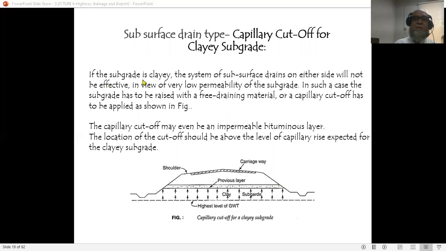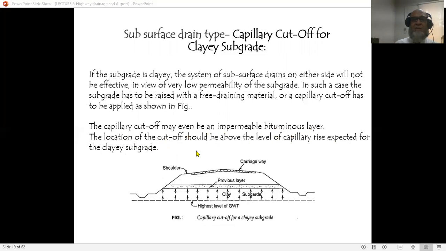Now, if your subgrade is clay, the system on either side will not be effective. In case of very low permeability of the subgrade, the subgrade has to be raised with a free draining material or capillary cutoff as shown. This is a capillary cutoff. It may even be of bituminous layers, and the location should be above the level of capillary rise expected from the clay subgrade.